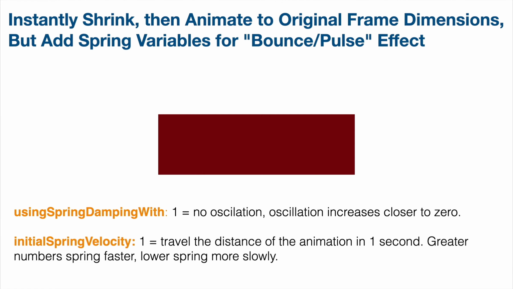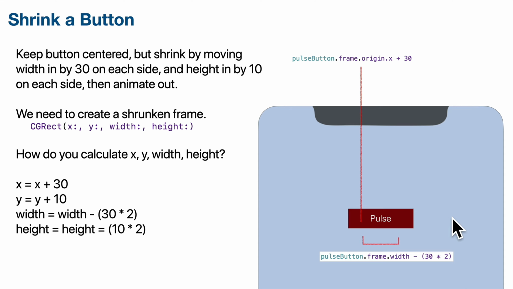Now to shrink the button, the plan is to move the left and right sides of the button in by 30 points and the top and bottom in by 10 points. So this is how we're going to shrink the frame. We're going to add 30 points to X. Now remember what that does is that actually moves the whole button to the right 30 points. But to actually shrink the button, we're going to have to subtract those 30 points from the width for one side and then another 30 points for the other side. So we'll take 30, multiply it by 2, and then subtract that from the width.